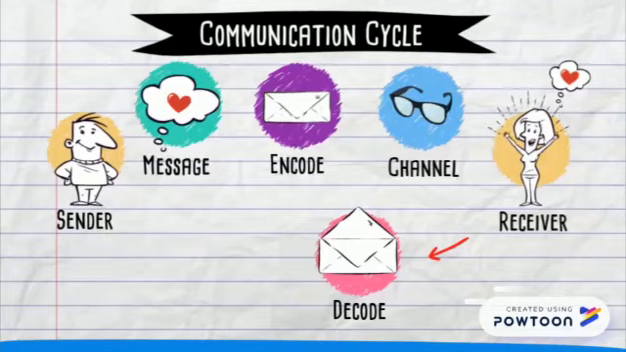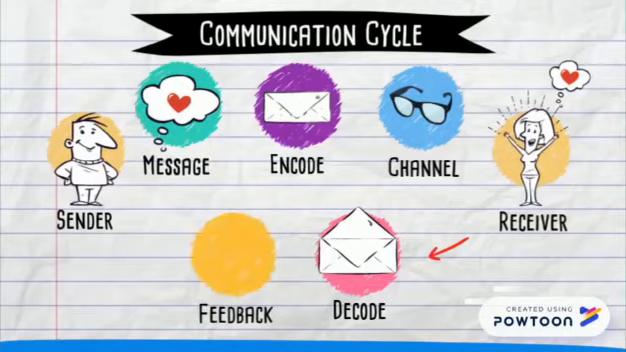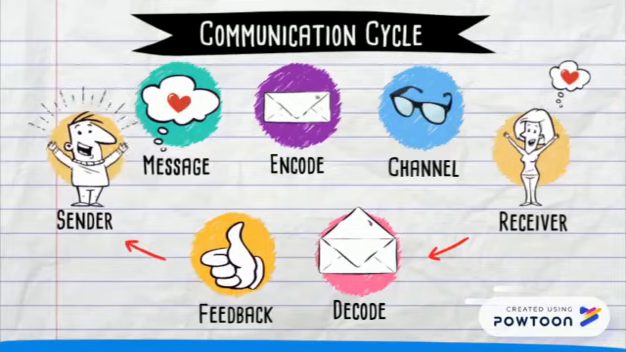Okay, it looks like she is. And that response that she's giving right there, that's our next component. And that is the feedback loop. Any response the receiver gives to the sender. So there you have it, one effective cycle of communication.